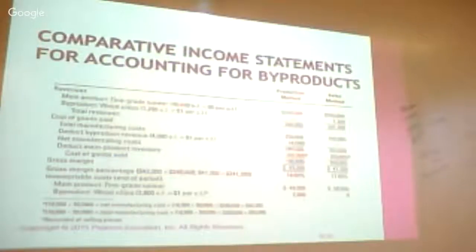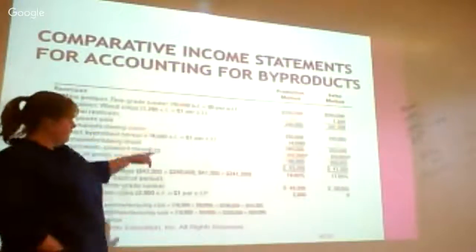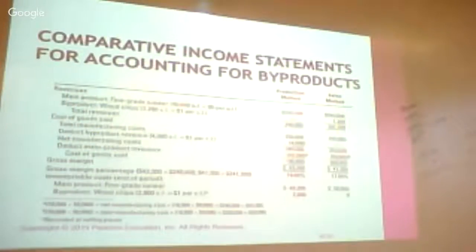Any questions? Now, inventoriable costs, what do we have? We have the 49.2. Under the production method, we're going to have 49.2 of the fine lumber, but we're also going to have the byproducts at 28, because we started off with 4,000, we sold 1,200, and so we're going to take the 28 times $1, and that's 28. But under the sales method, we only have the 50,000.